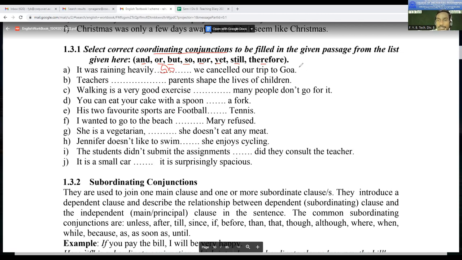So can you use here therefore? Will it be okay? Both can be right. Yes. Both can be right. Okay. Next, teachers and parents. So I think that there is no point. And. So I already spoke it, na? Teachers and parents. Teachers and parents shape the lives of children.